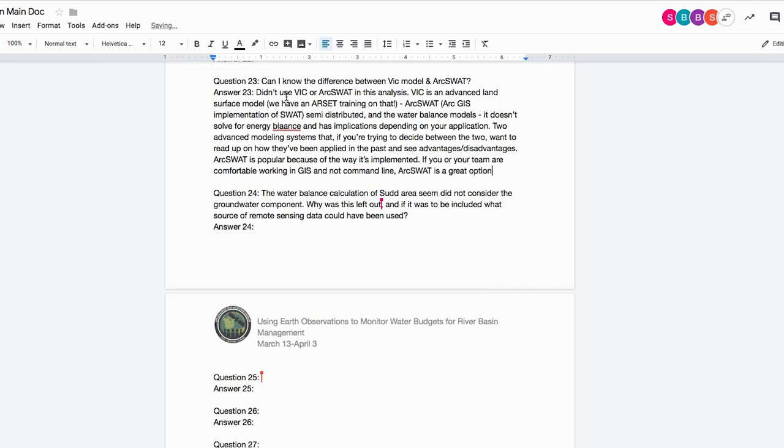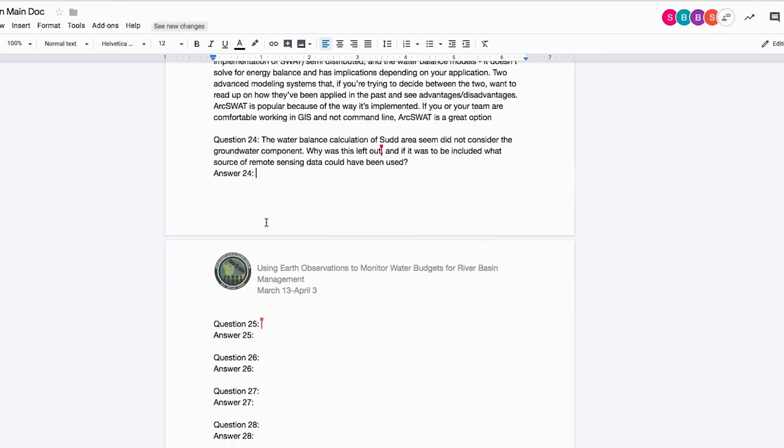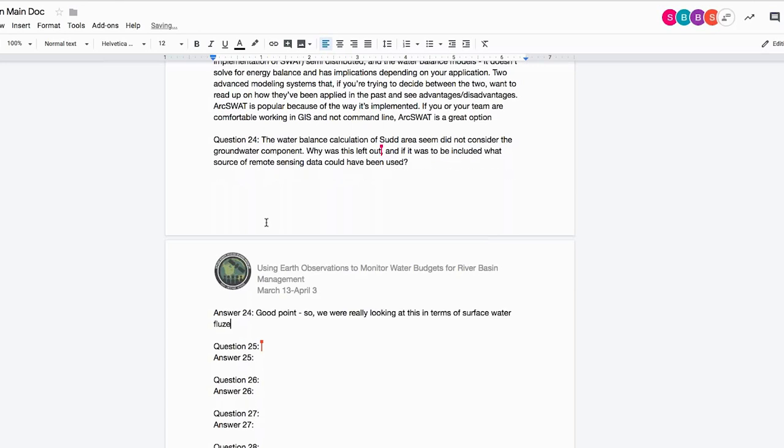Another question here about the SUD. The water balance calculation of the SUD area seemed to not consider the groundwater component. Why was this left out? And if it was to be included, what source of remote sensing data could have been used? That's a good point. We were really looking at this in terms of the surface water fluxes, in the water storage term, since that's the largest variability on seasonal timescales.